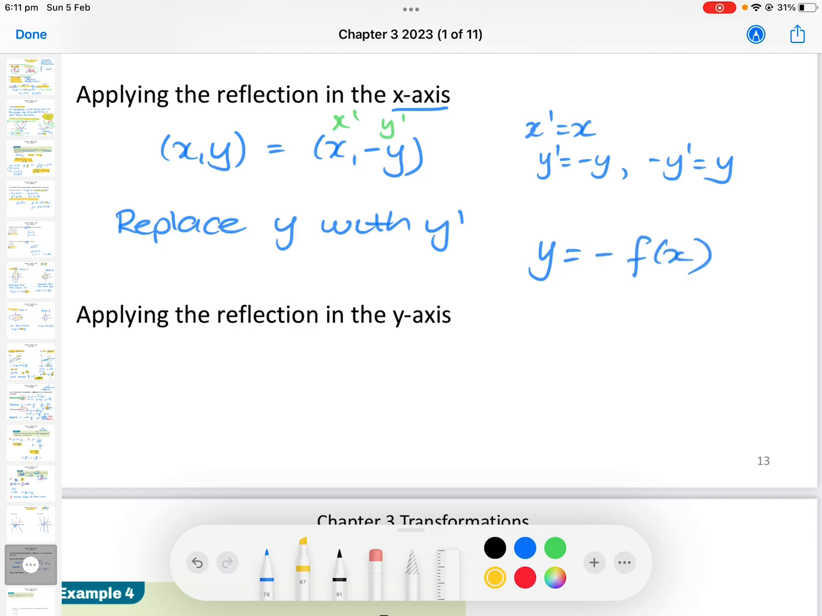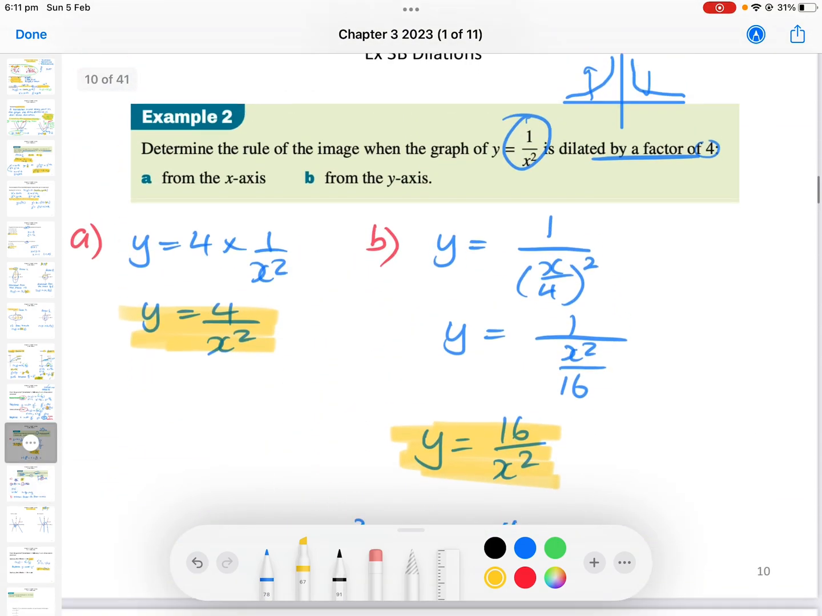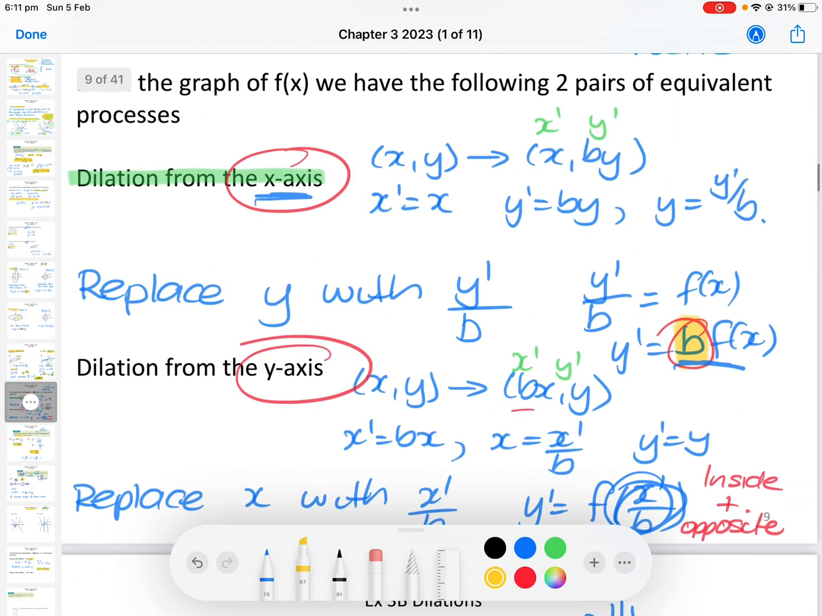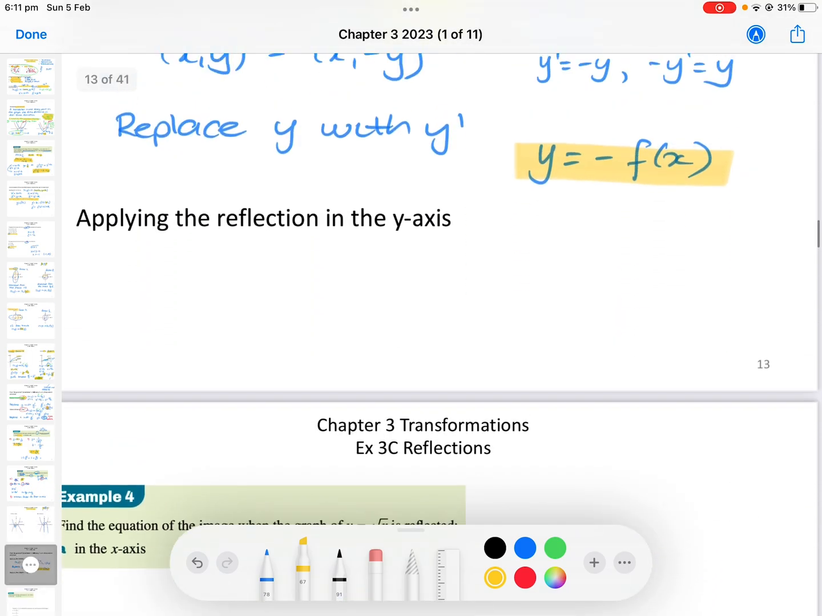So what we end up with is y equals negative f of x. So we start to say, hang on, if it's in the x-axis, we just pop the negative out the front, and that seems consistent with this one. Anything from the x-axis, we pop it out the front. It's still the same with the negative, so it all starts to gel a bit more.